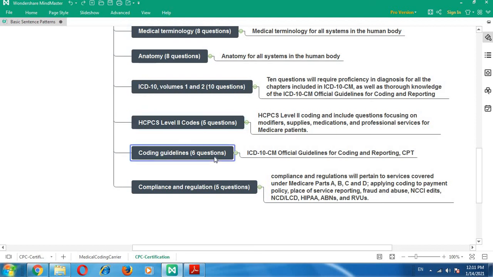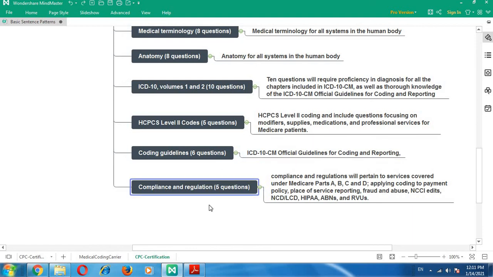Next section is the coding guideline section. So 6 questions are for this coding guideline. As I already discussed, there are 22 chapters for this, so generally the questions asked under this category are totally based on the ICD-10-CM coding guidelines. So 6 questions are allotted for the coding guidelines.